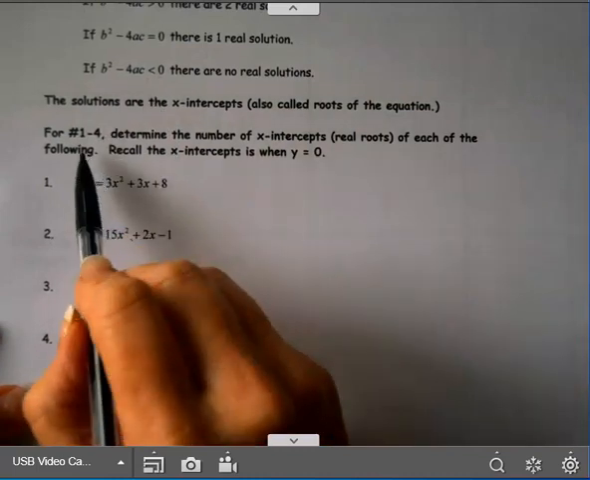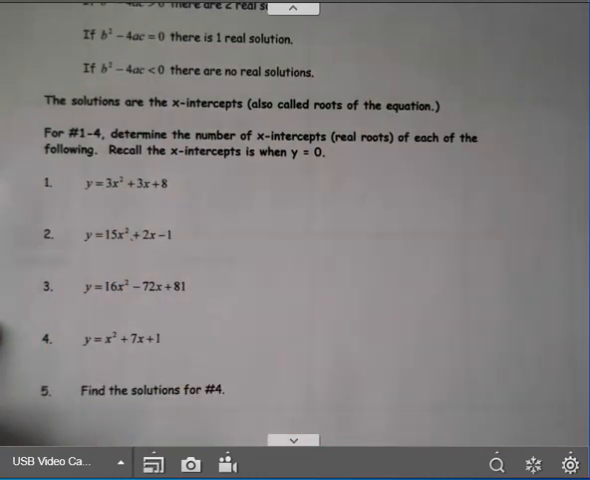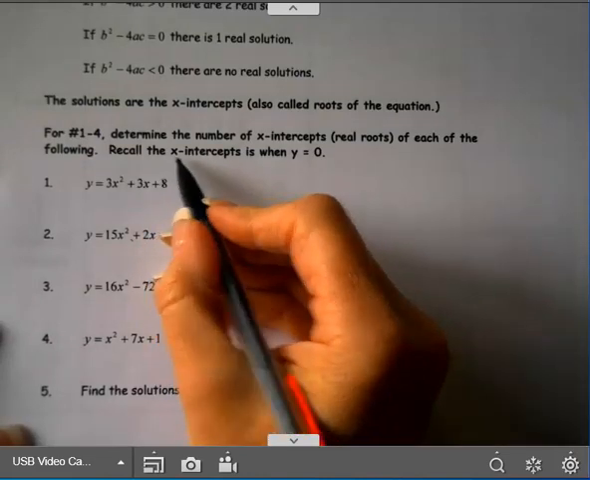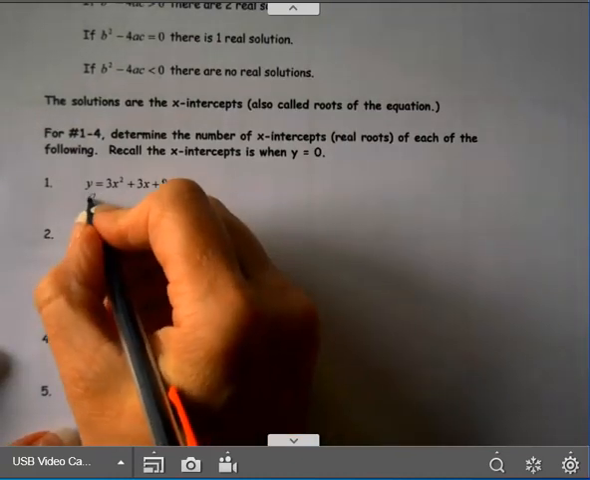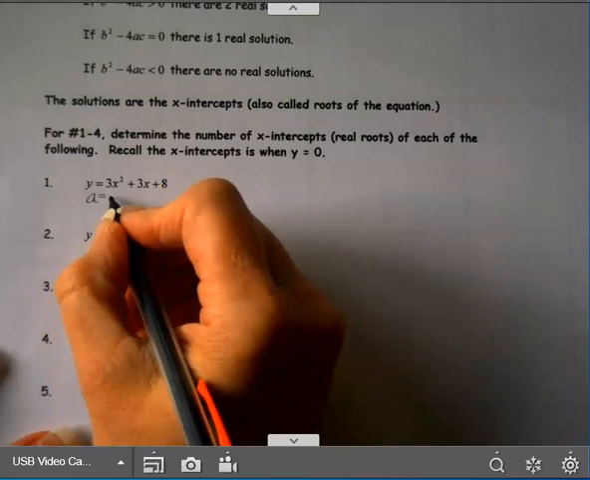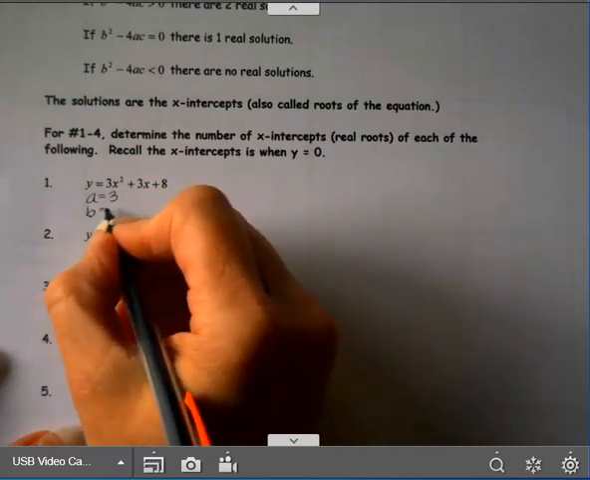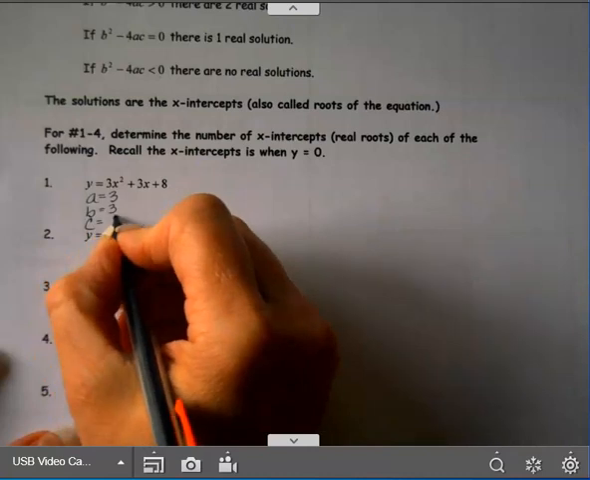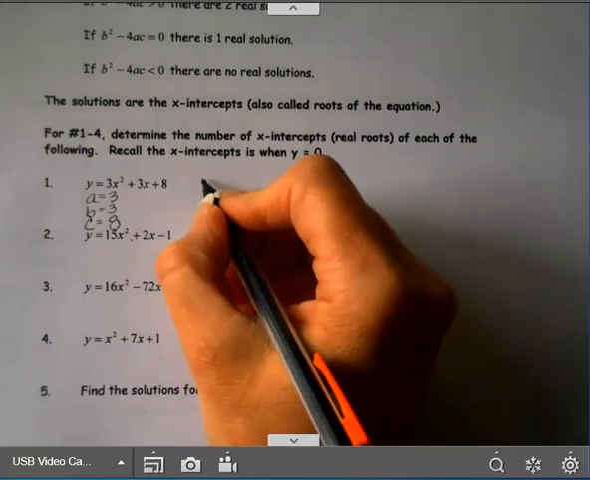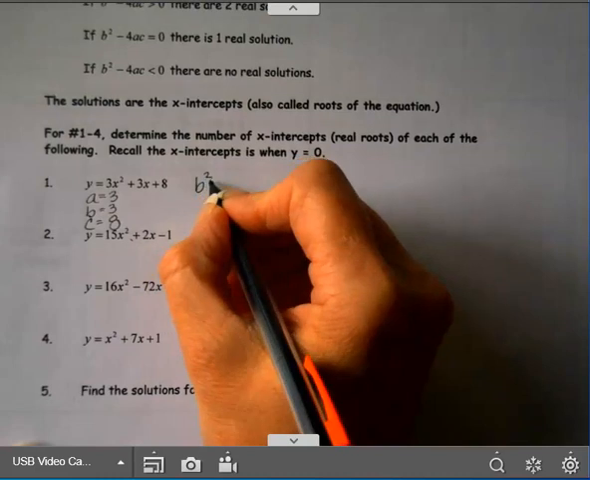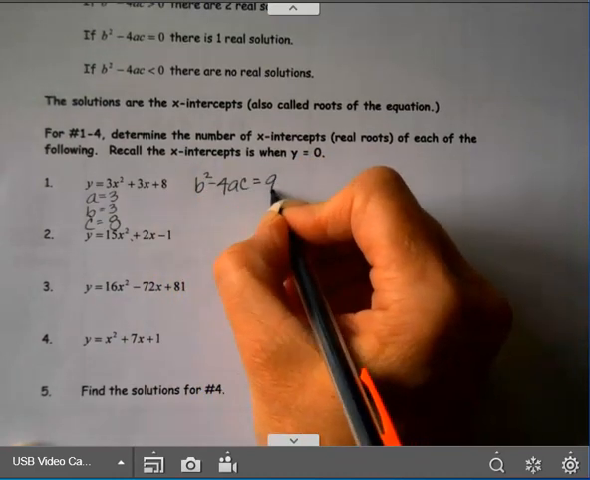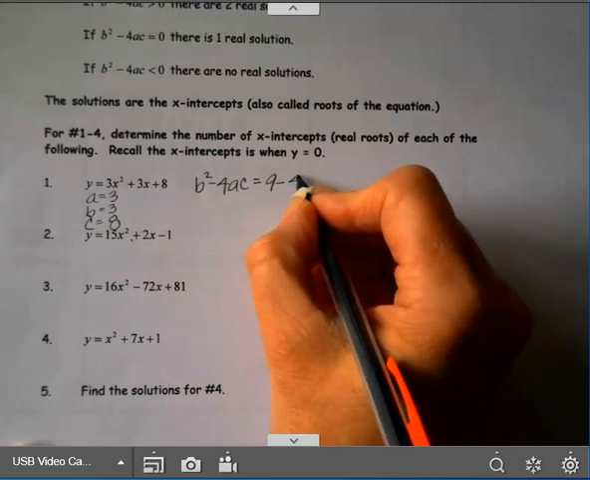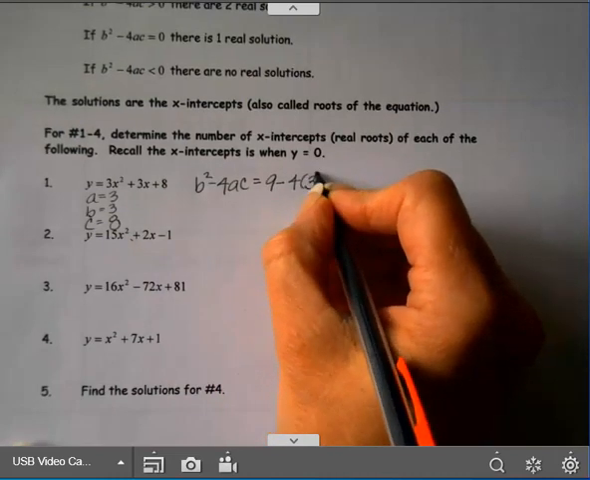For examples 1 through 4, we're going to determine the number of x-intercepts, real roots, of each of the following. Recall the x-intercept is when you plug in y is 0. So in this case, my a is 3, b is 3, and c is 8. So squaring b, we'll do b squared minus 4ac. So when I square b, I get 9 minus 4, a is 3, c is 8.